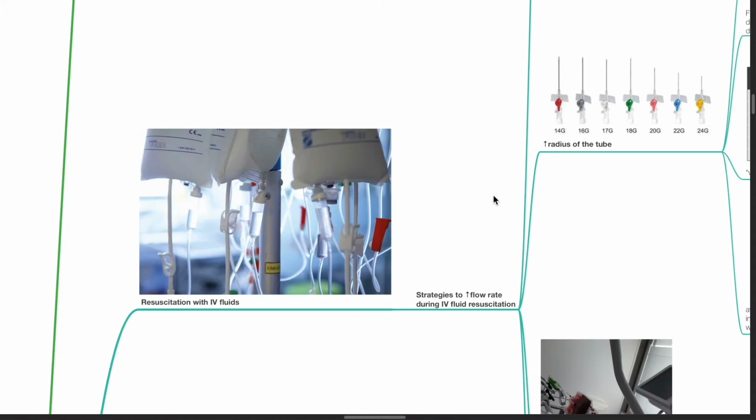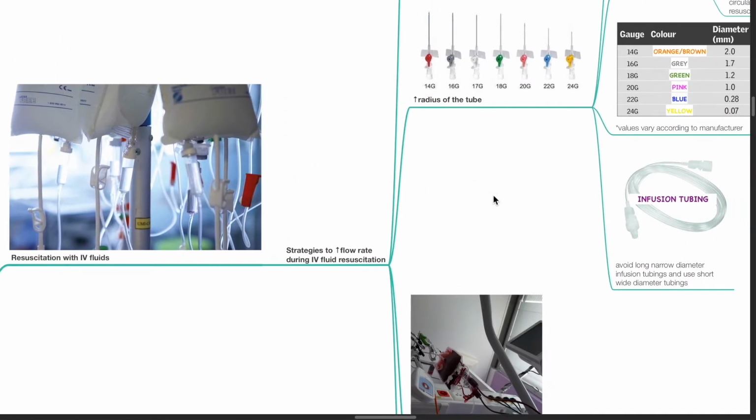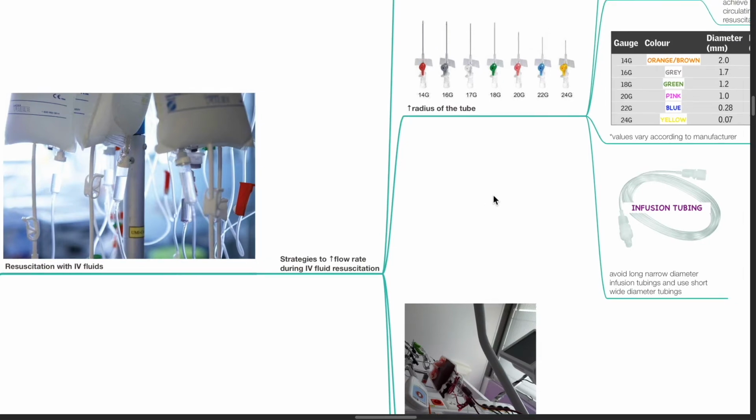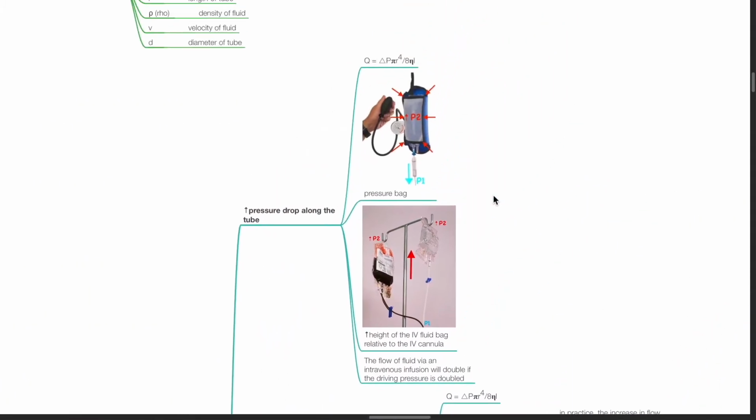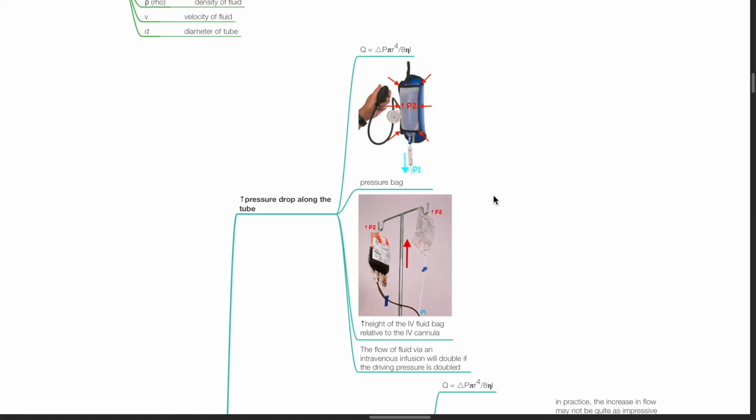Resuscitation with IV fluids. Strategies to increase flow rate during IV fluid resuscitation. Increase the pressure drop along the tube, such as by using pressure bag, or increase the height of the IV fluid bag relative to the IV cannula. The flow of fluid via an intravenous infusion will double if the driving pressure is doubled.